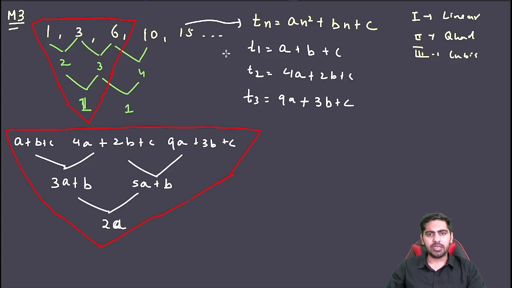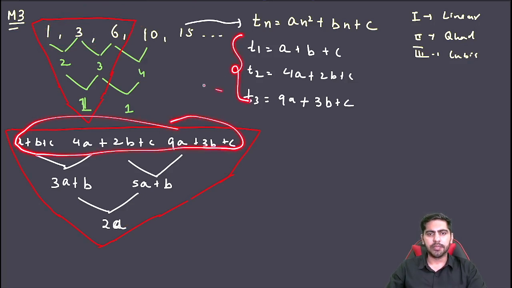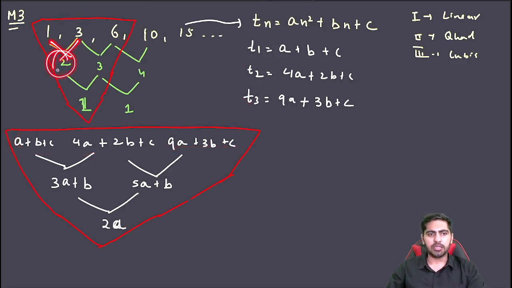These first three terms correspond to these first three terms, because these were my T1, T2 and T3. The difference of these two is giving me this, the difference of these two is giving me this, which again gives me this, and the difference of these two gives me this, so this should be equal to this here, right? So 2a should be equal to 1 here. If 2a equals 1, the value of a is nothing but 1 by 2.